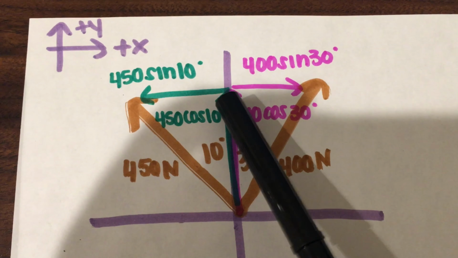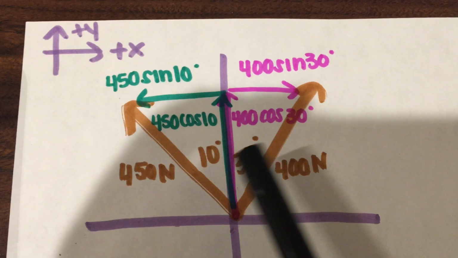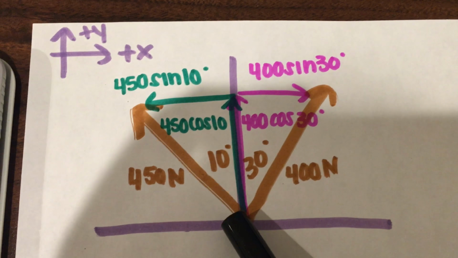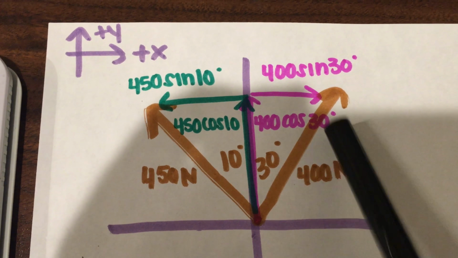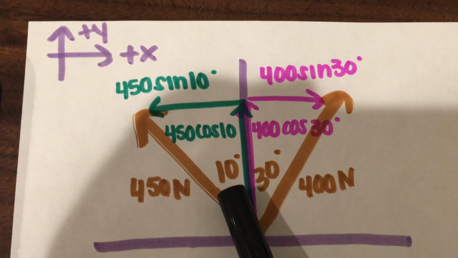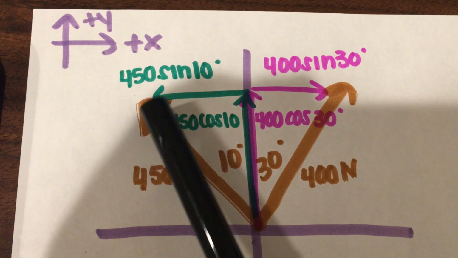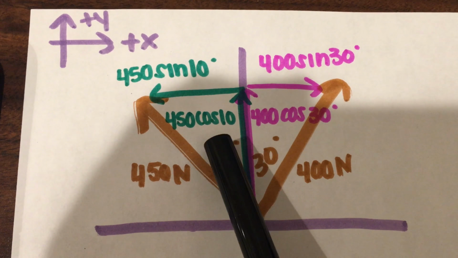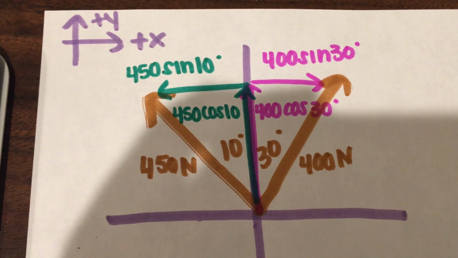So we know that this x component for the first force is 400 sine 30, and we know that the y component is 400 cosine 30. For force 2, we can solve that the x component is 450 sine 10 and the y component is 450 cosine 10. For now, we're going to leave these numbers exact.